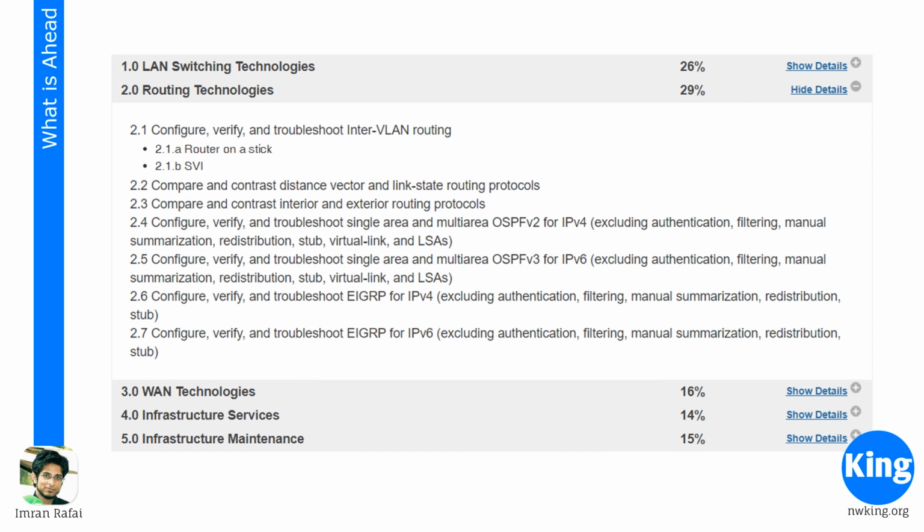So what are we going to look at today? Today, like I said, we are still in 2.6. 2.6 is configure, verify and troubleshoot EIGRP. So this time we will be looking at the troubleshoot part of EIGRP.